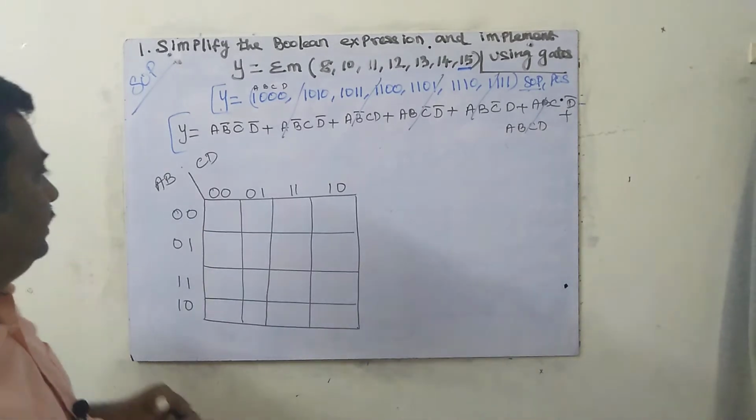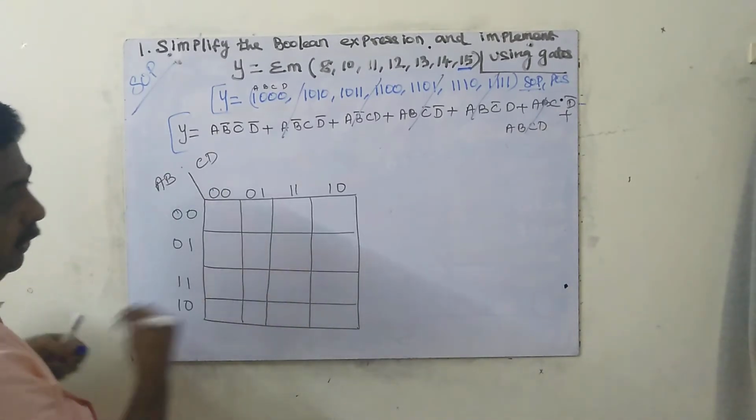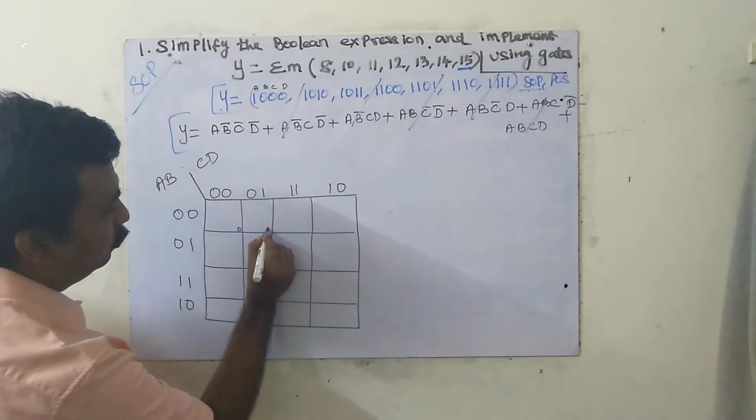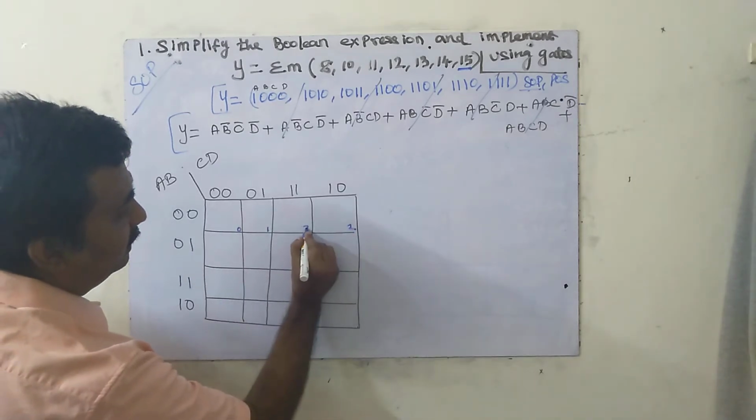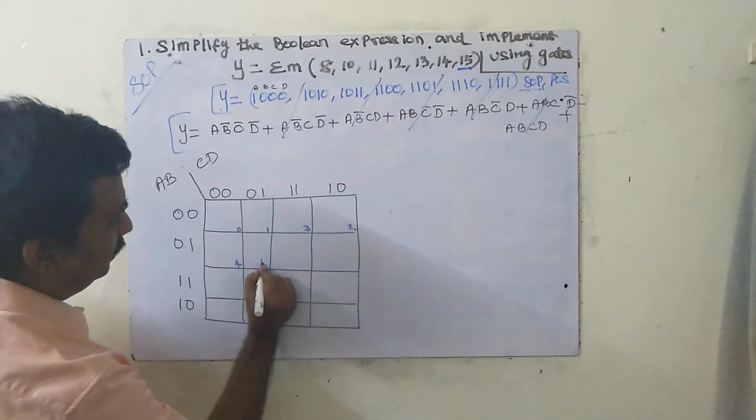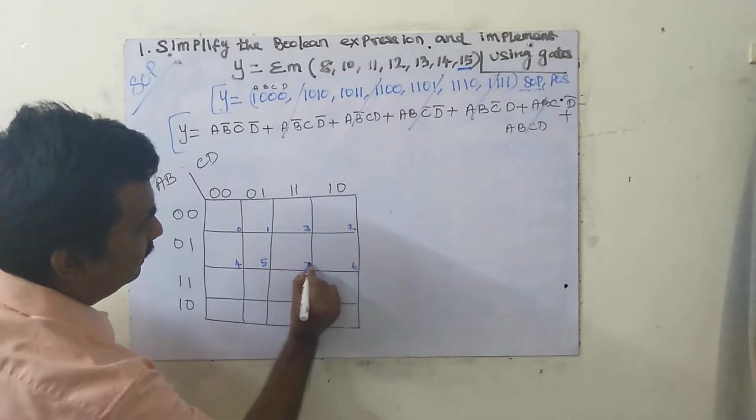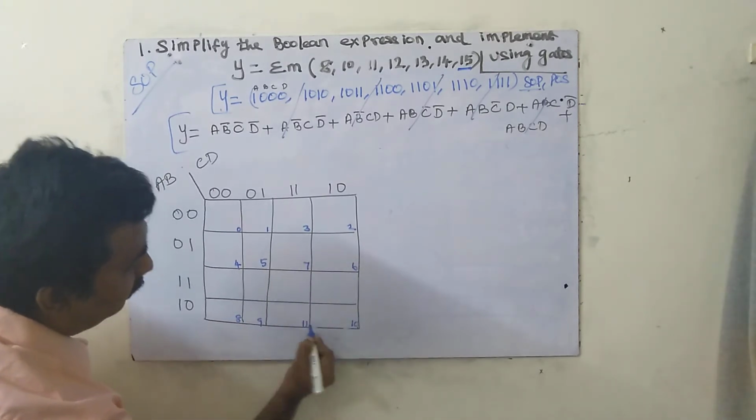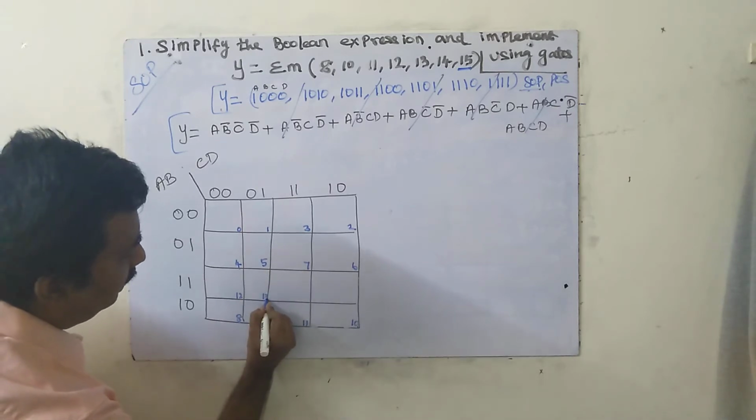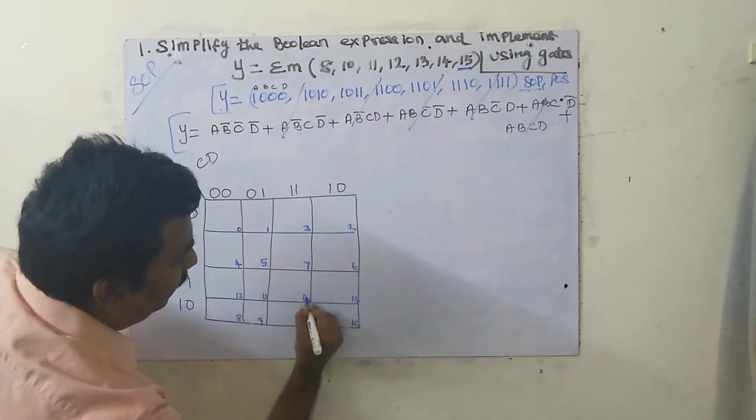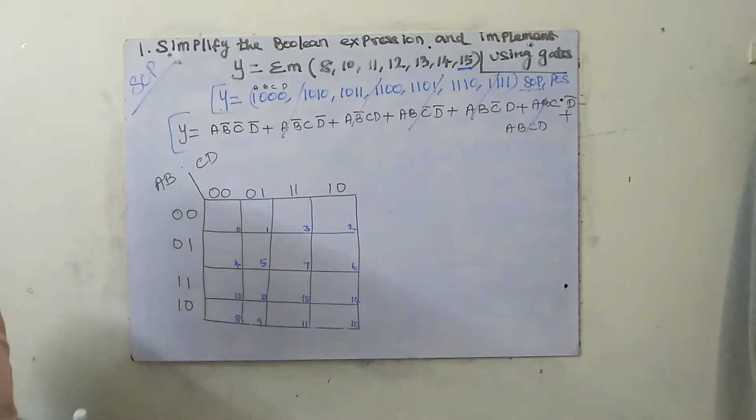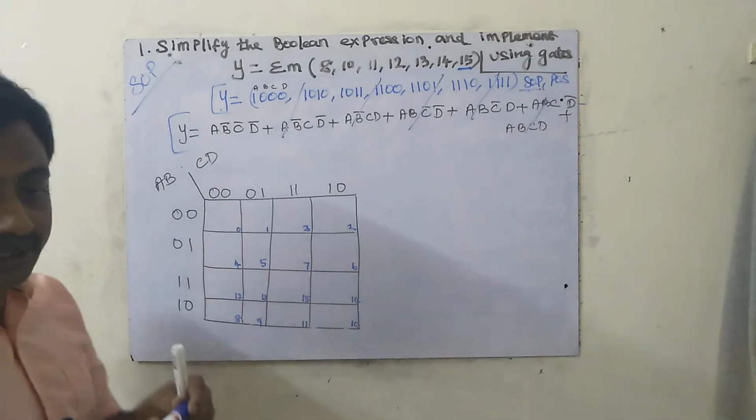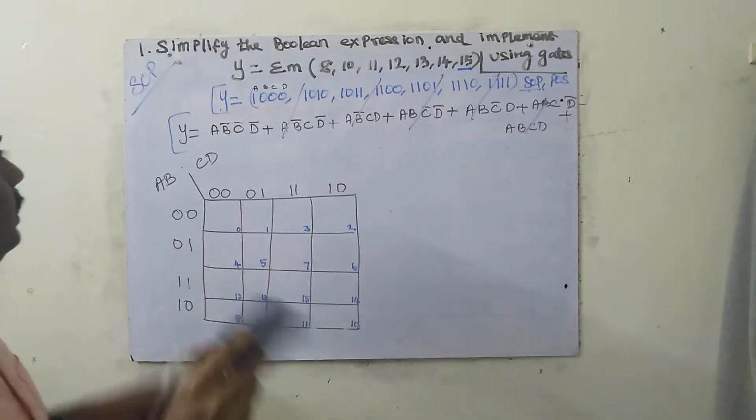What is the location? This 0 0 0 0 means what's the value? This is nothing but 0. This is 1. This is 2. This is 3. This is 4. This is 5. You write it in pencil. 6 7 8 9 10 11 12 13 14 15. These are all decimal numbers, so these are not necessary for us.